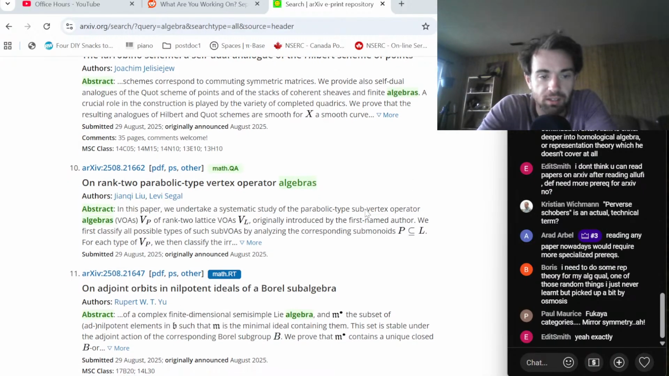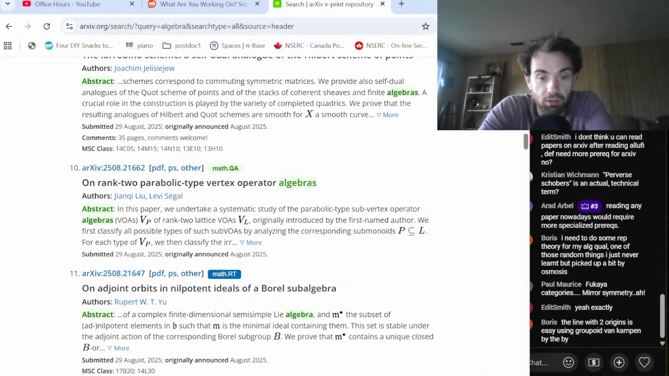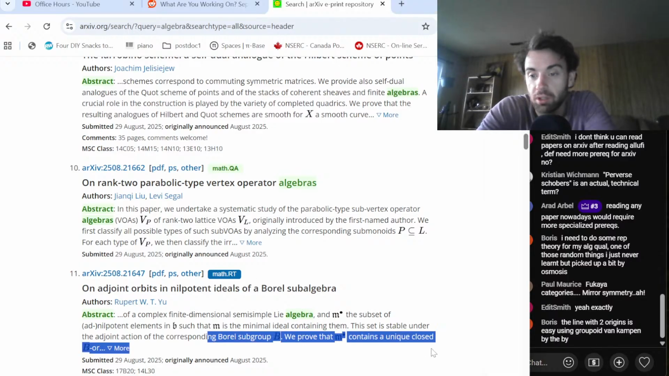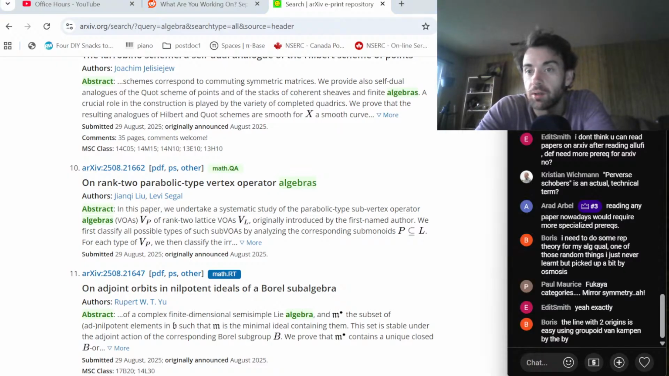You find a paper and you work your way backwards from the words you don't understand, and you're like, okay, well, in order to understand section 1 of this paper, I got to go read up about what's a Borel subgroup. So I stand by my claim.